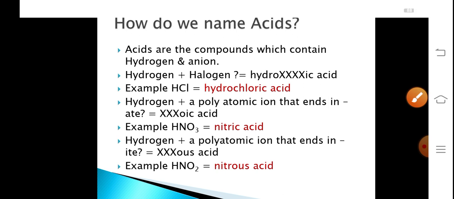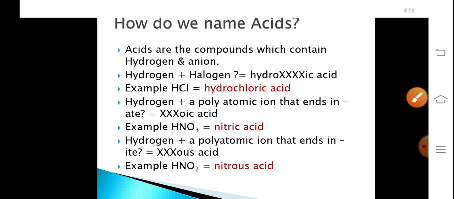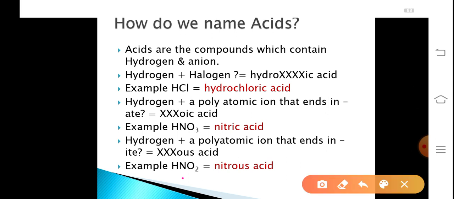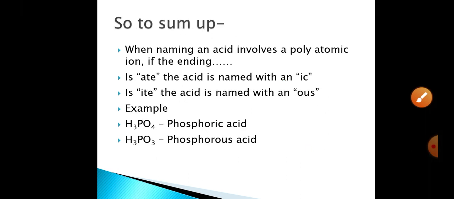Now let's take the third example. When hydrogen is combined with a polyatomic ion that ends with "ite", in such a condition we will use the suffix "us". For example, HNO2. Here hydrogen is combined with the nitrite ion. So we will name it nitrous acid. Here the suffix "us" is used. So these are the ways through which we can name an acid.